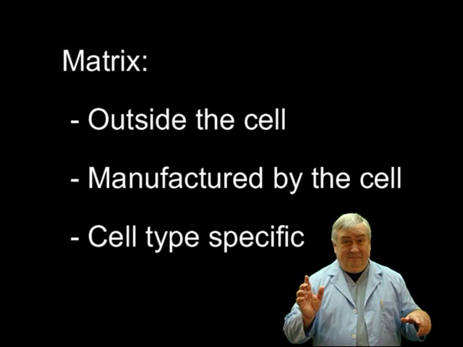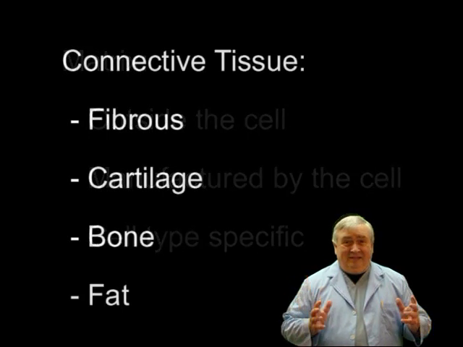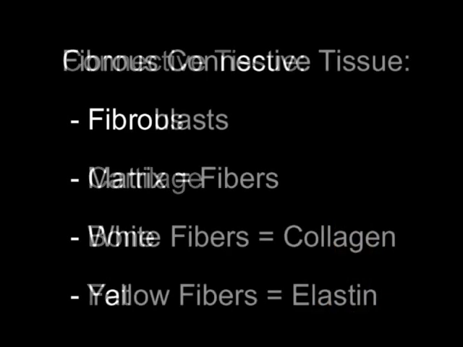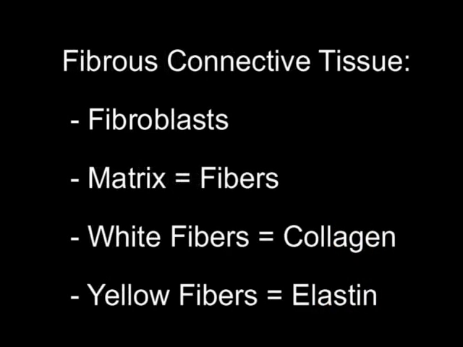There are several major types of connective tissue. These include fibrous connective tissue, cartilage, bone, and fat connective tissue. Blood is sometimes considered an additional type of connective tissue. The characteristic cells of fibrous connective tissue are called fibroblasts. Fibroblasts are able to form elongated fibers. Fibers make up the matrix of fibrous connective tissue.